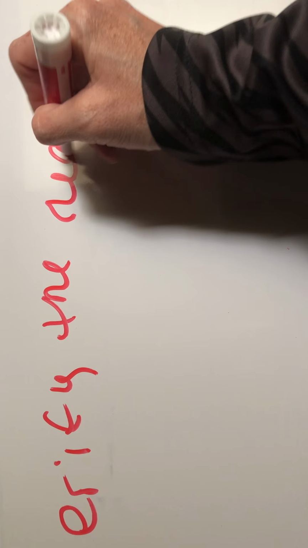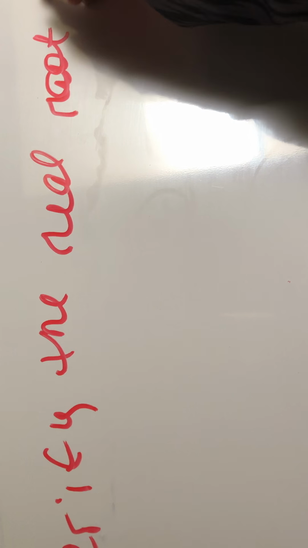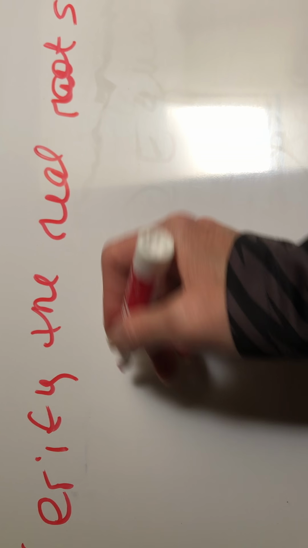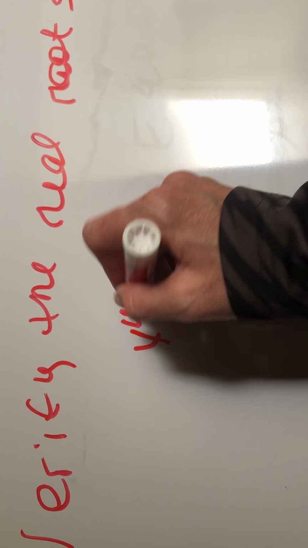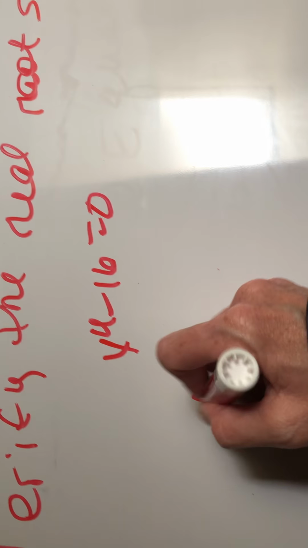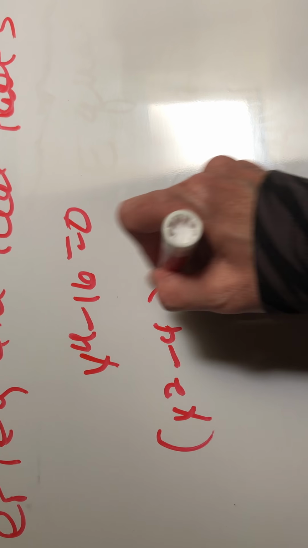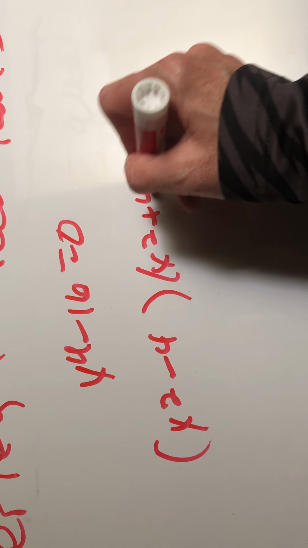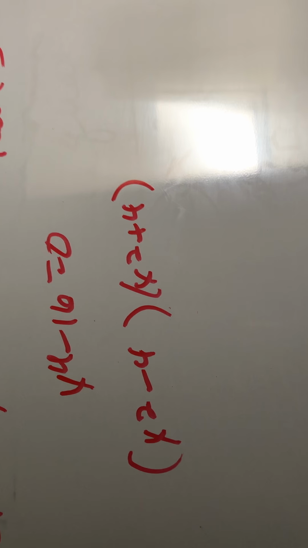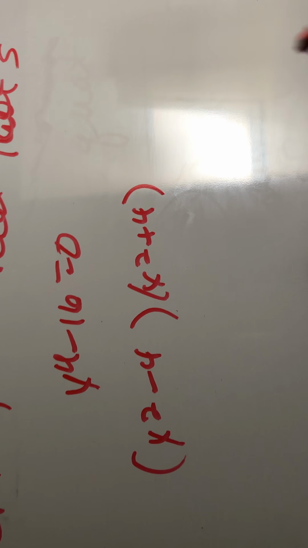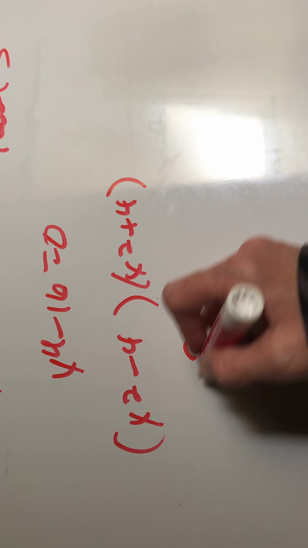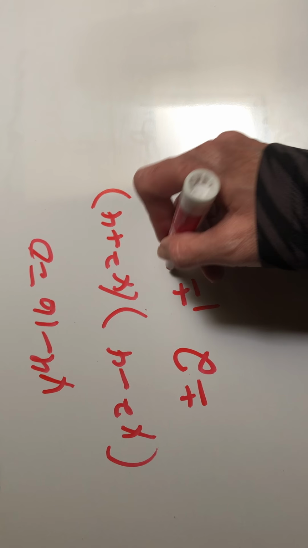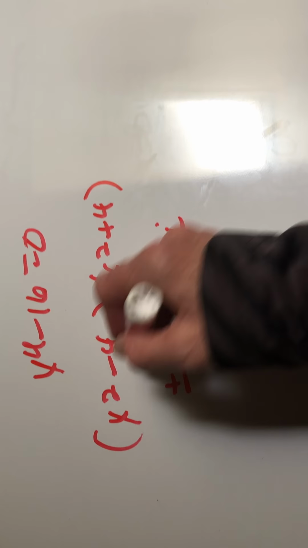Sometimes you might be asked to verify the real roots. It says to use a calculator. Don't use a calculator. Just solve it and just put your real roots. So it's x to the 4th minus 16 equals 0. So that's x squared minus 4, x squared plus 4. I think I already did this one. Didn't I? Yeah, it says to verify it. So what we had was plus or minus 2 and plus or minus 2i. So these are your real roots.